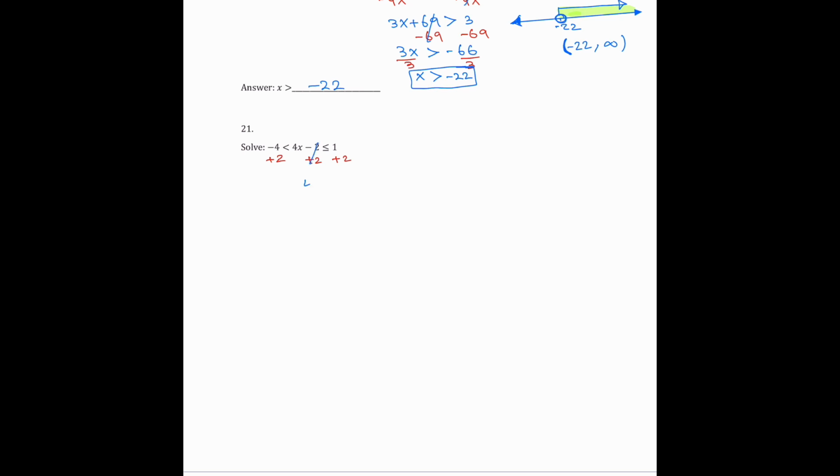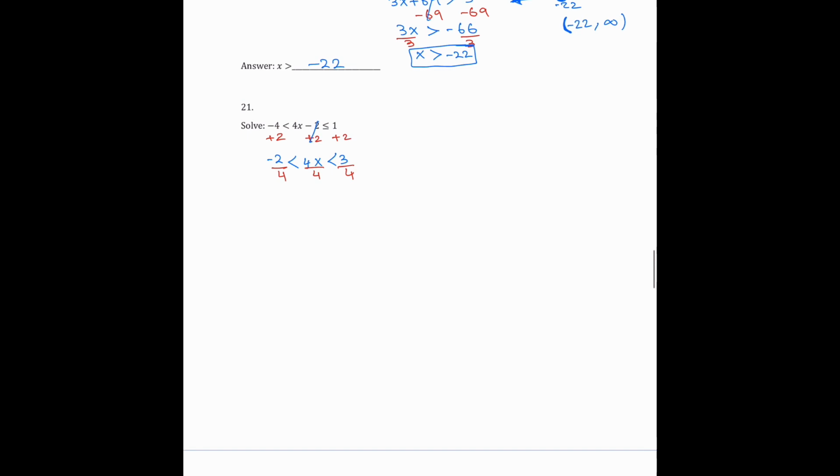By doing that, we get 4x is greater than negative 2 and less than 3. The next step is to divide all of the sides by 4. As we do that, there is nothing that we need to change, meaning the inequality does not change, and there is an equal sign here. So we have x is greater than negative 1/2. I just reduced that fraction, and less than or equal to 3 over 4.